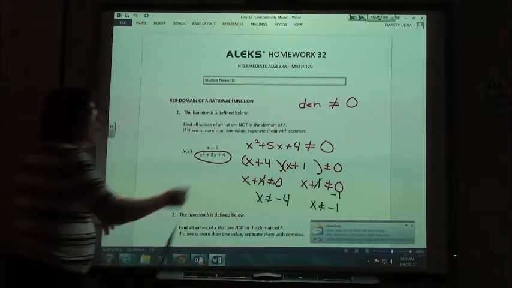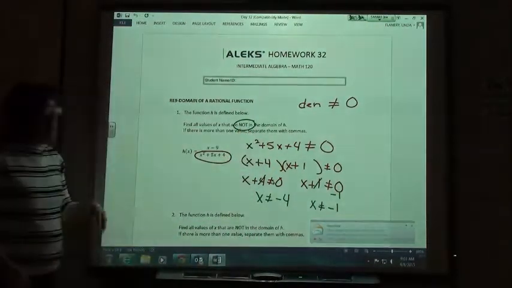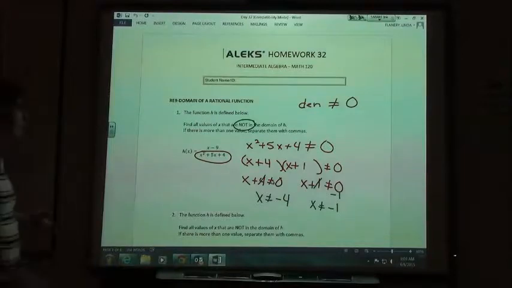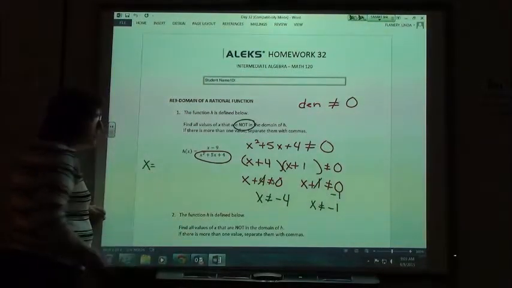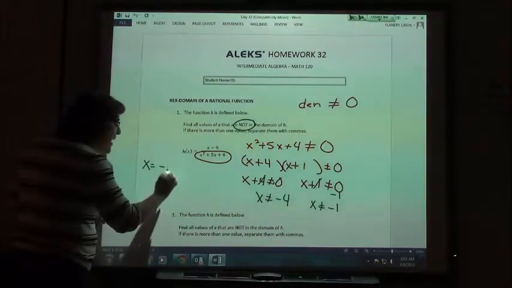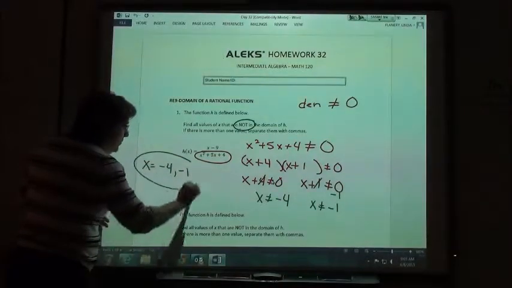Since the question asks which ones are not in the domain, they're not going to use the not equal sign. They're just going to say, what two numbers can't x equal? Negative 4 and negative 1.